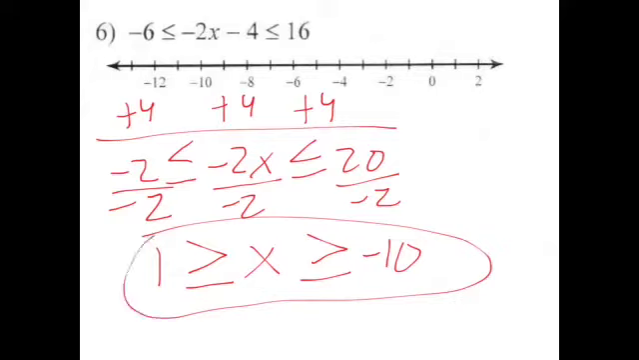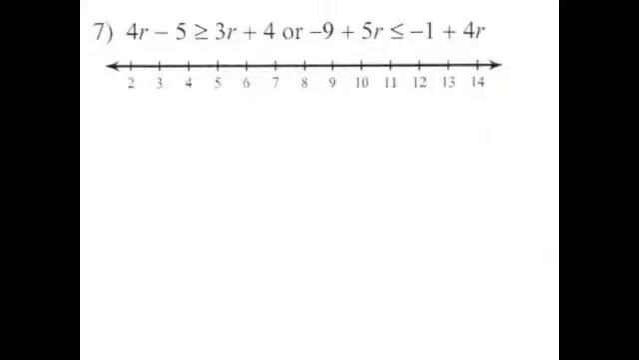I'm going to put a circle at both 1 and negative 10 and fill them in because it says or equal to on both our inequalities. And X lies between negative 10 and positive 1. So I'm going to fill in the middle part of these two circles. And there we go, there's a graph for that. And moving on to 7.